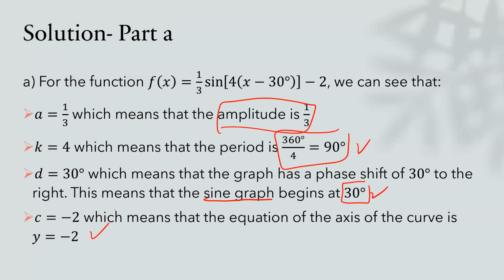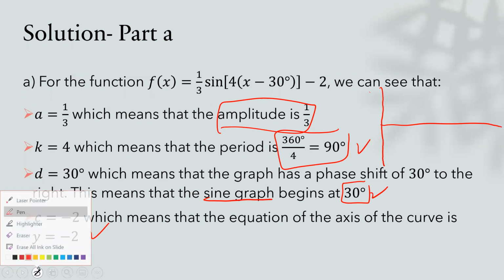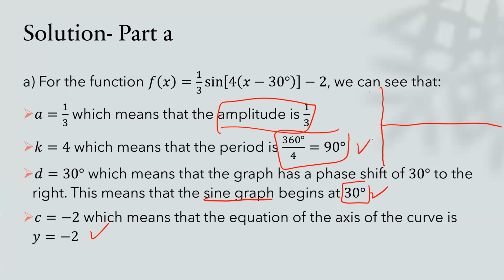So roughly, if you were to draw this graph, this would be a quick sketch. It doesn't have to be perfect. And it wasn't asked in the question, so I wouldn't worry about it. But if you're just curious, what does it actually look like? Just roughly speaking, it looks something like this. So we have -2 as our equation of the axis of the curve. So -2 is right there. Actually, I'll make this a little bit different.